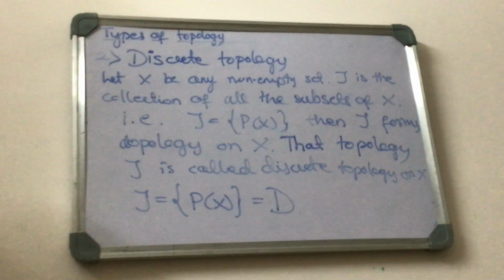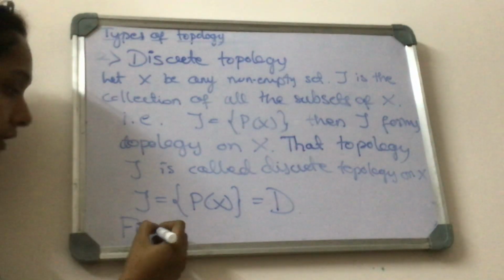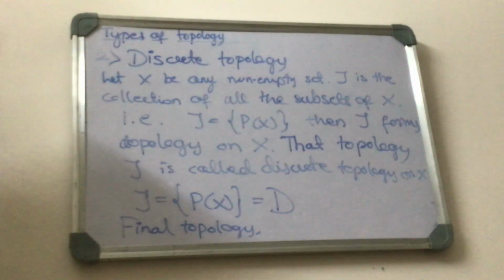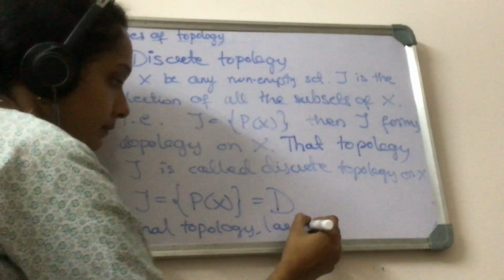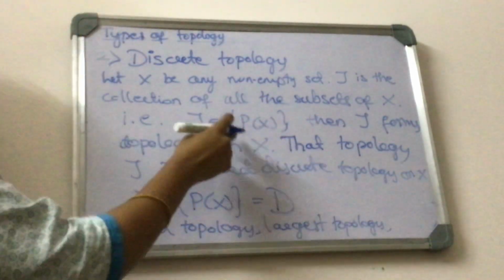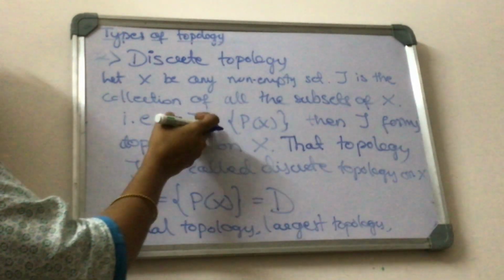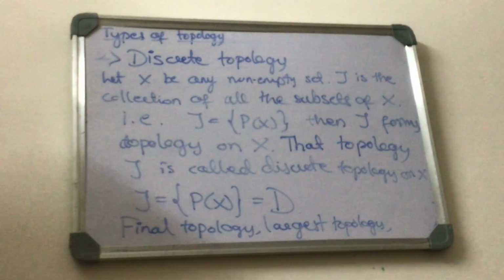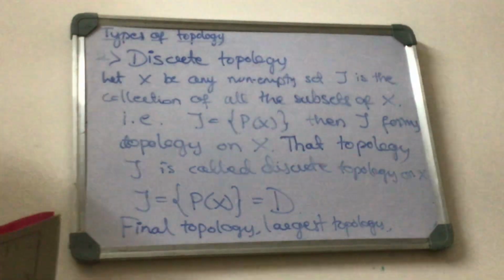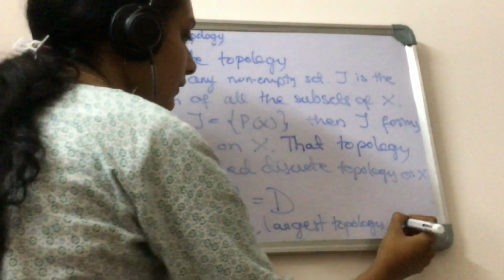And it is called by some other names also, that is final topology. Discrete topology is also called final topology, largest topology, because this is the largest. It has all the subsets. No other collection of subsets greater than this exists. Largest topology, final topology. And it is also called trivial topology.